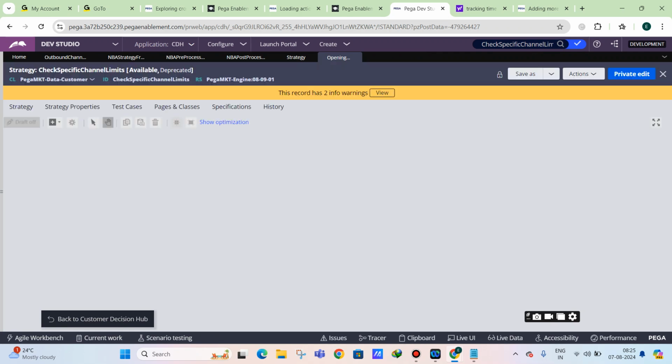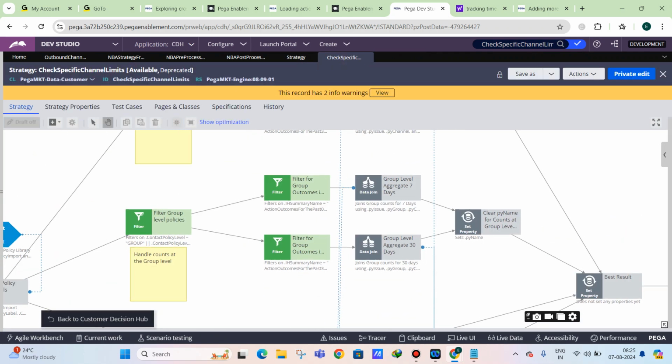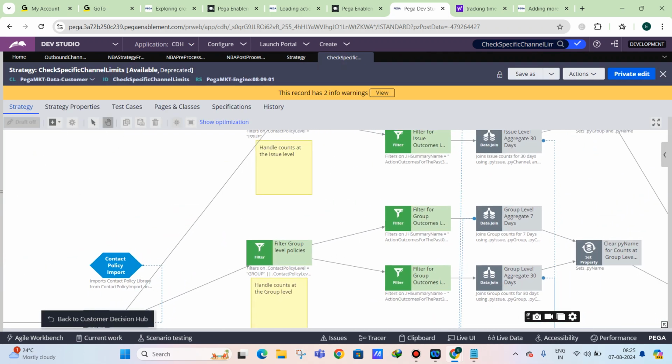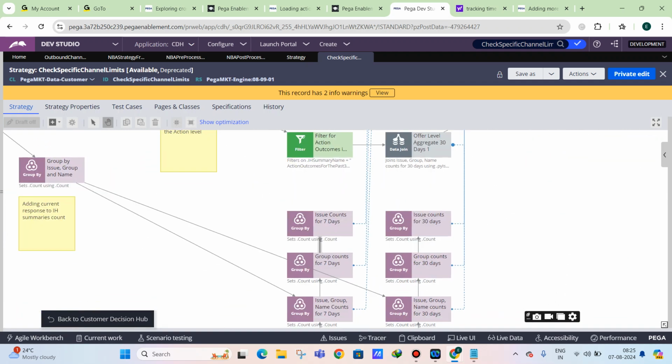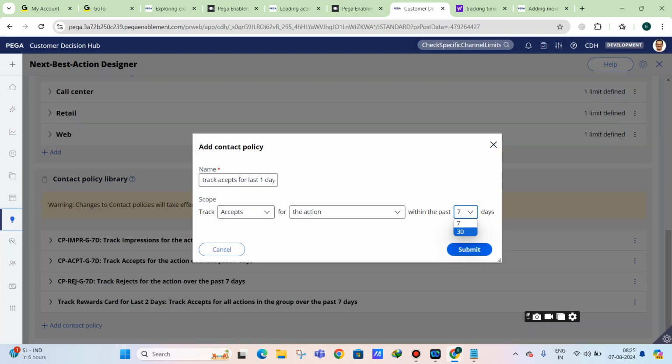If you open the strategy, here they have clearly made the aggregation only for two things, right? Only for two things they have made the join, that is 7 days and 30 days. They have made this configuration only for those two. That is the reason on the contact policy also you are seeing only two drop downs, 7 and 30.